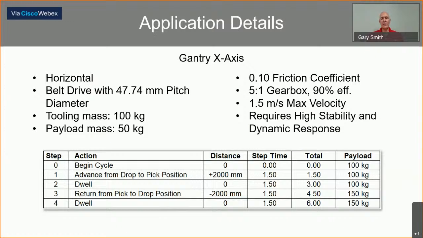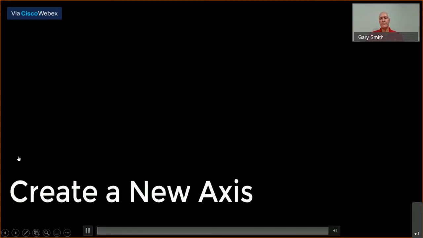If you look at the bottom of the screen, you'll see a 6-second cycle. This is in regards to just the x-axis, and you're going to see that we are going to advance and retract 2,000 millimeters in 1.5 seconds, and we have a couple of dwells. When we're advancing without the part, we have a 100 kilogram payload. When we're returning with a part, the total payload is 150 kilograms. So now we're going to jump into the sizing, and you'll see exactly how we enter all of that information.